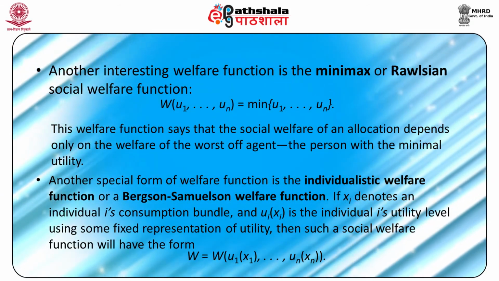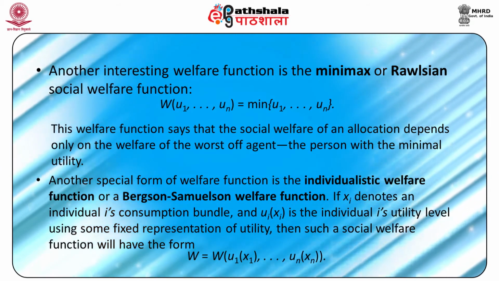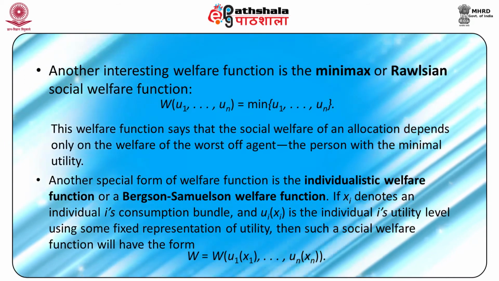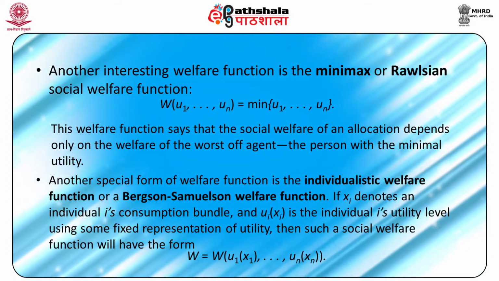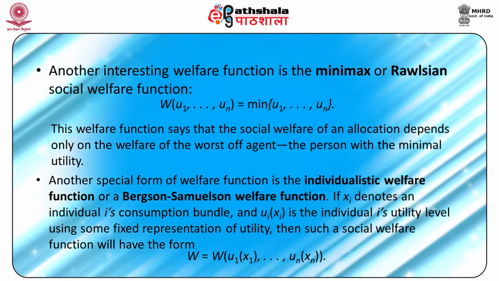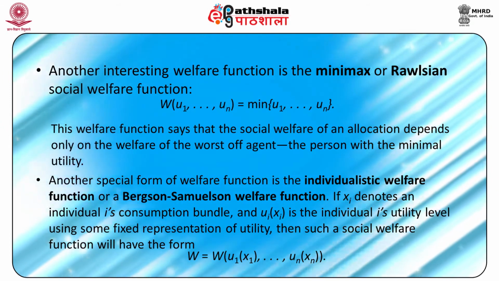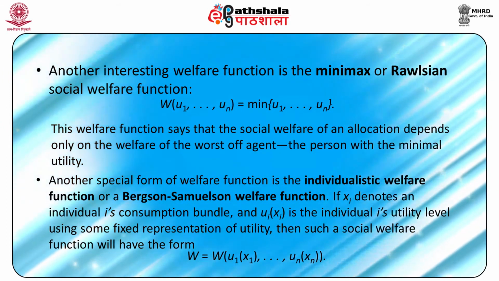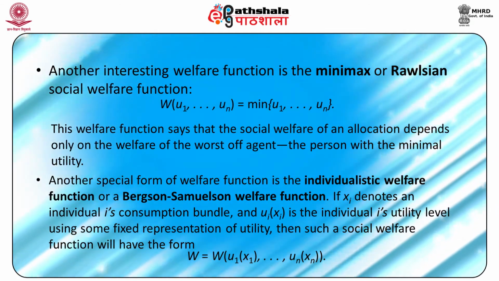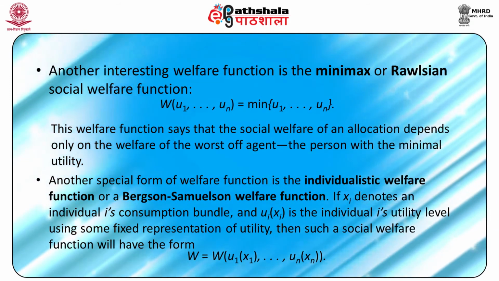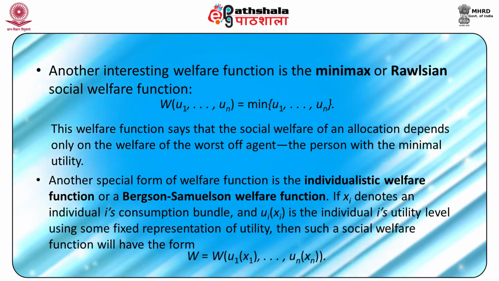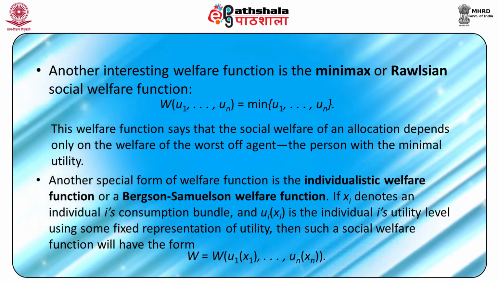Another special form of welfare function is the individualistic welfare function, or a Bergson-Samuelson welfare function. If x_i denotes an individual i's consumption bundle and u_i(x_i) is the individual i's utility level using some fixed representation of utility, then such a social welfare function will have the following form: W equals W(u_1(x_1), ..., u_n(x_n)).